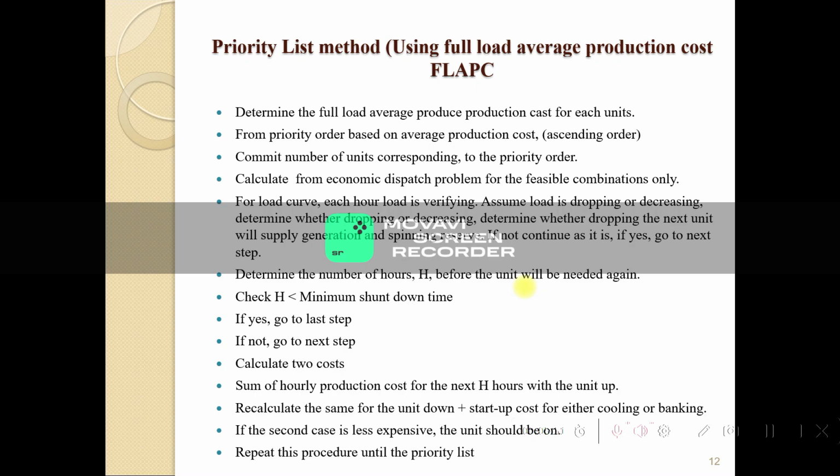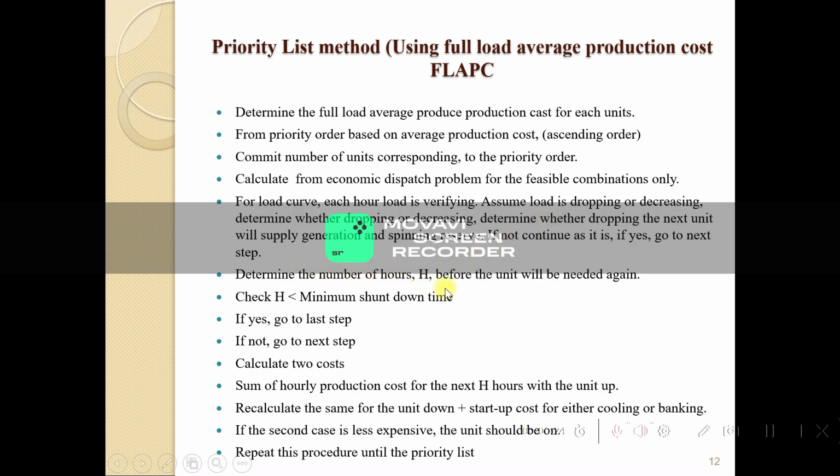Priority list method using FLAPC, that means full load average production cost. First step, find out the full load average production cost of each unit. Second, form the priority order based on average production cost in ascending order. Commit the number of units corresponding to the priority order. Calculate the economic dispatch for the feasible combinations only. For the load curve, each hour's load is varying.